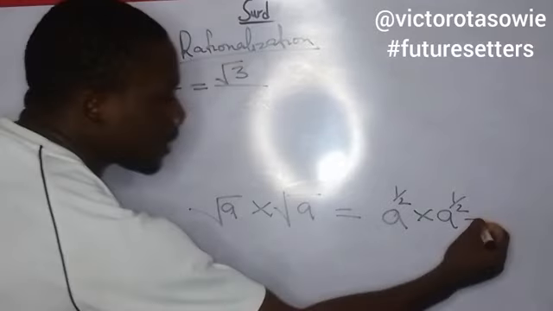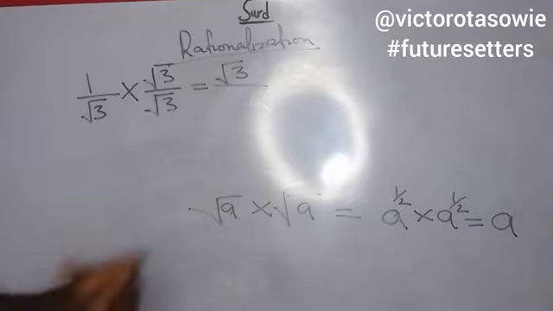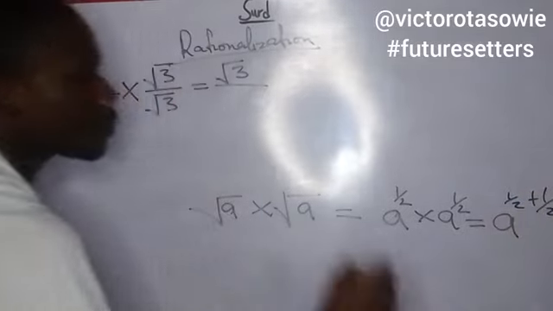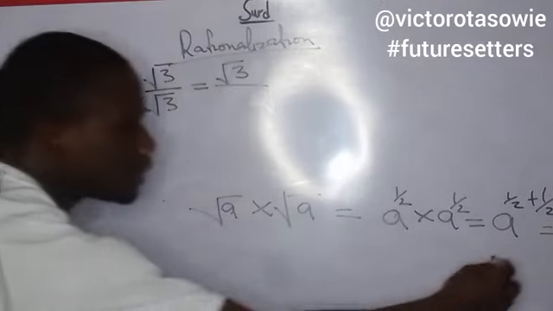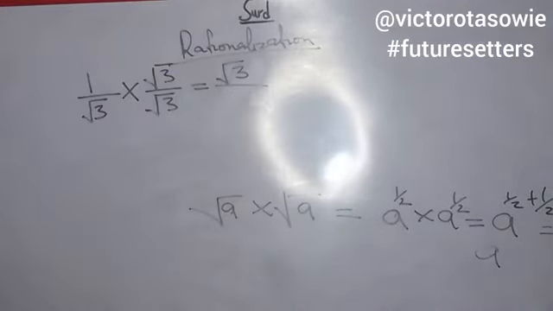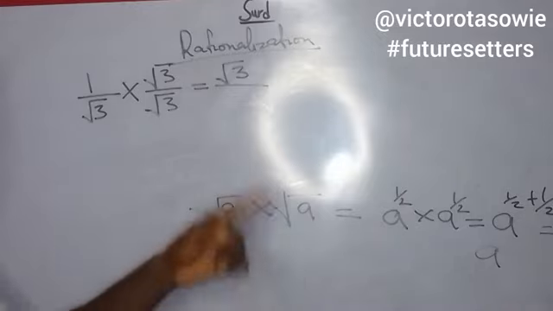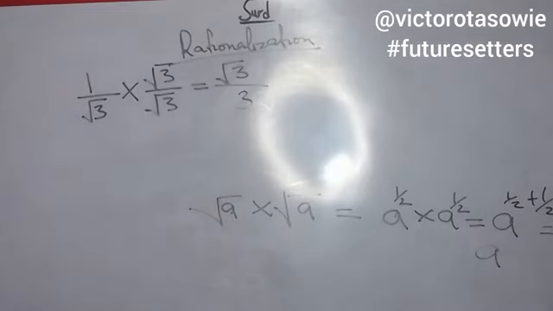Now when you are multiplying by another square root, like I said, whenever you have multiplication, it becomes addition of powers. So when you add the powers, what was here? 1 over 2 plus 1 over 2 will give you a raised to power 1. And what's a raised to power 1? A. So meaning that if you have root 3 times root 3, it will give you 3. So in this case, you have root 3 over 3.